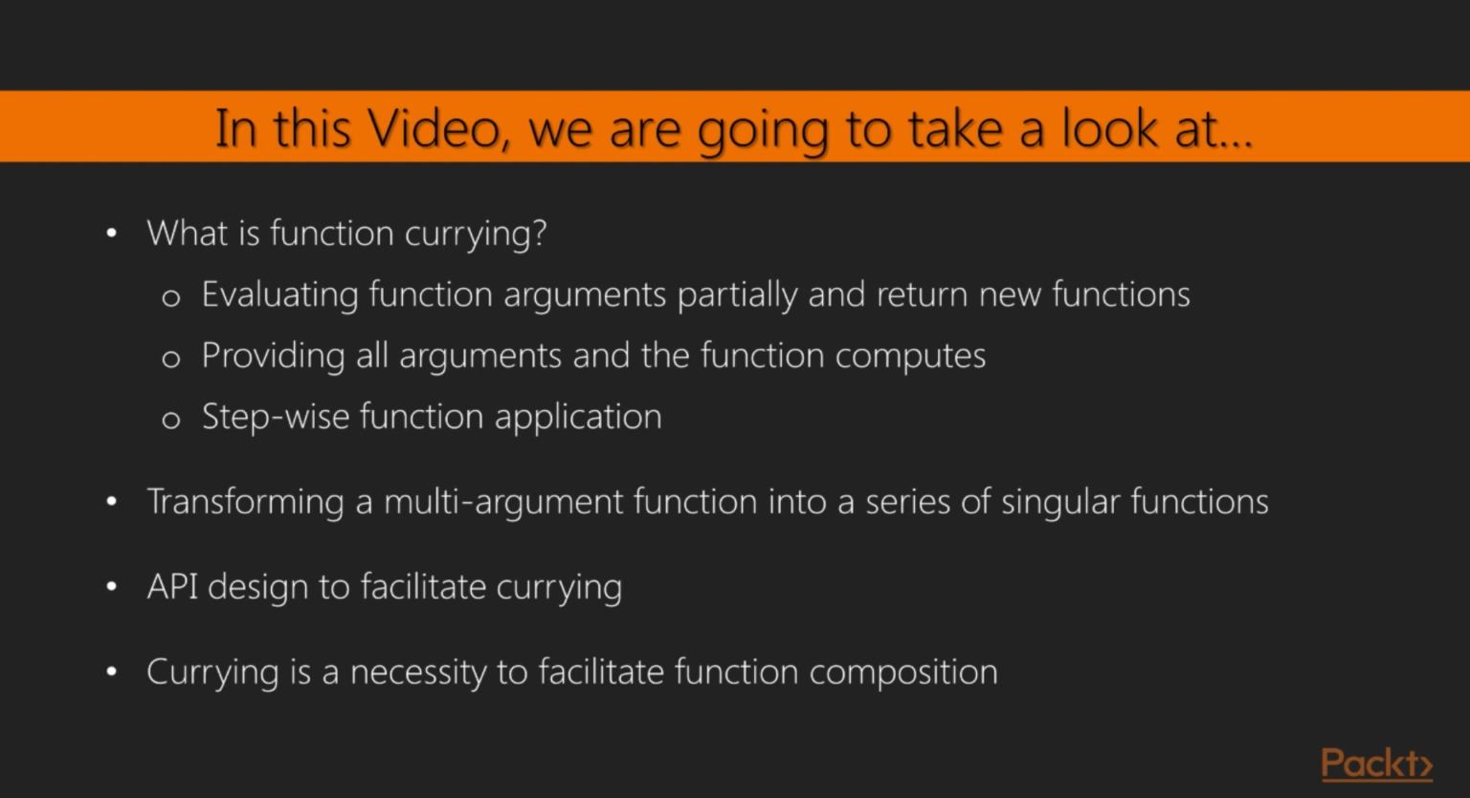So in other words, if you have a function of a, b, and c, for example, then that's going to be transformed into a function that waits for a, then b, then c, one by one. So you transform a multi-arity function into a singularity function. And this really enhances API design. We're going to see the example of constructing and implementing our own logger toolkit. But the most important part is that currying is a necessary tool to implement function composition, and we're going to get into that in the next section.